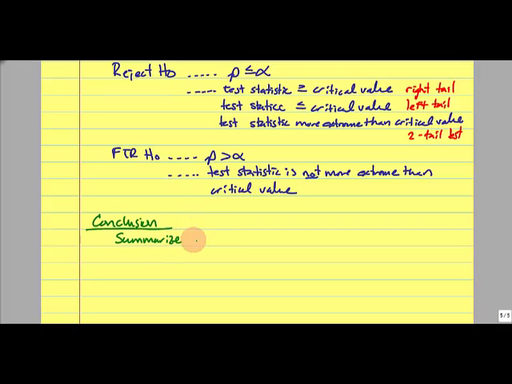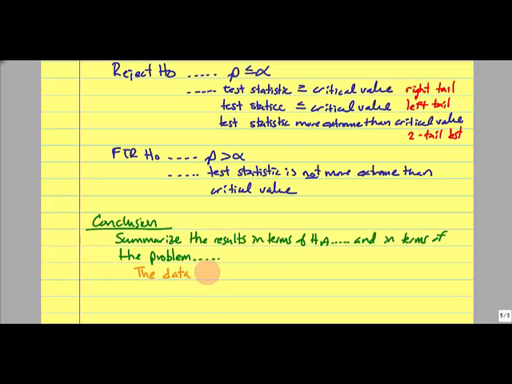So we've written this a few times now. Summarize the results in terms of HA and in terms of the problem. Now we always start the conclusion the same way. We say the data supports the conclusion that, and then we go ahead and talk about our conclusion.